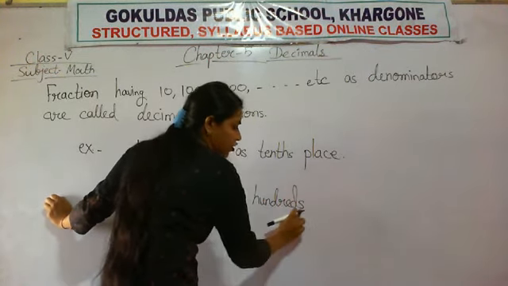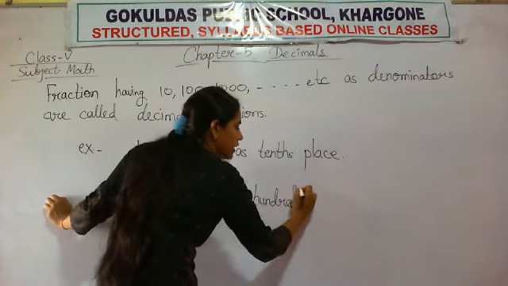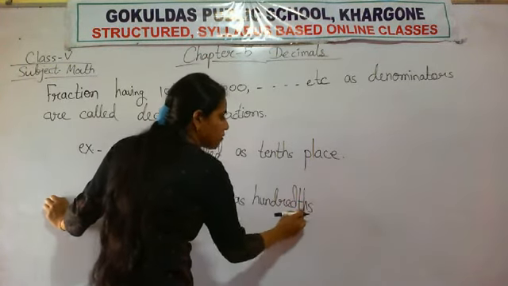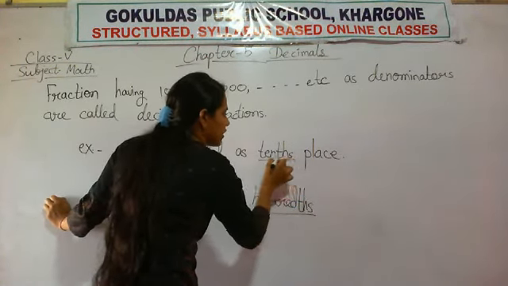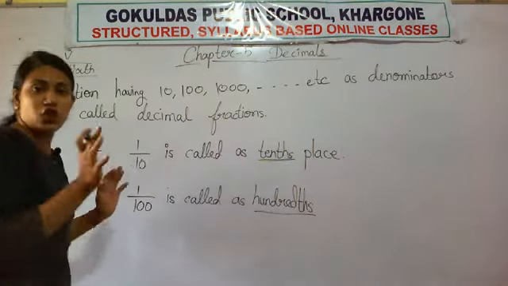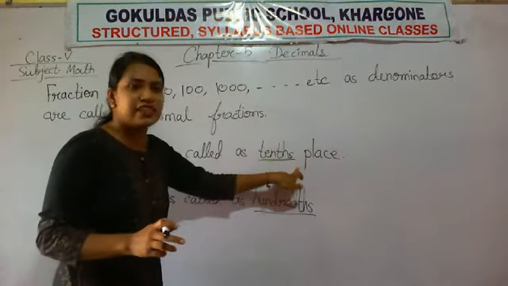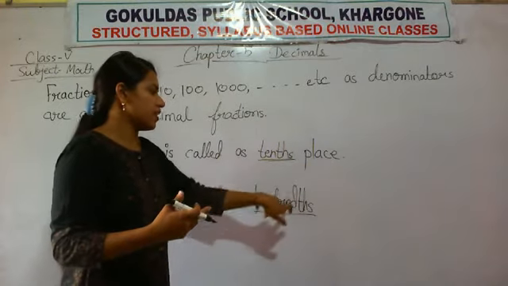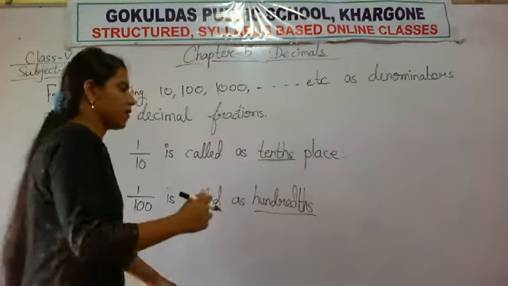Not hundreds. We remember TH is there. Here also TH is there. It is not the tenths place, it is the hundredths place.